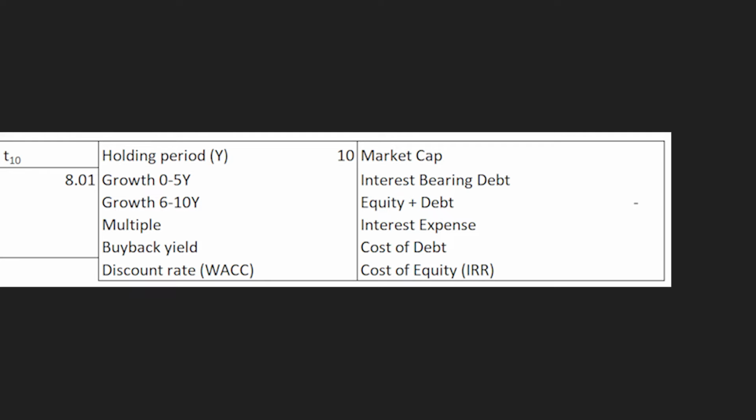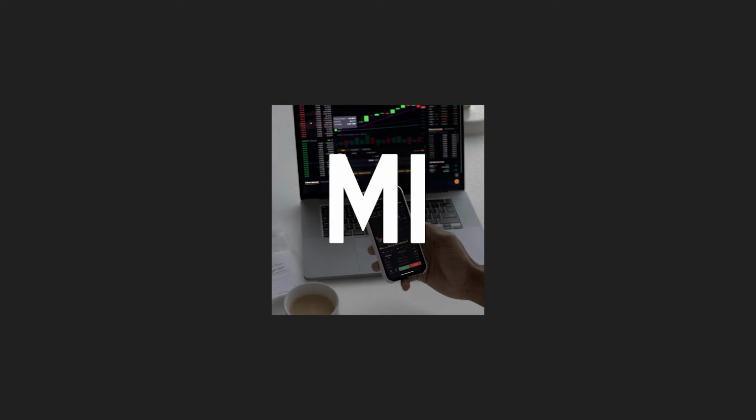First, we have to assume Microsoft's free cash flow growth rates for the next 5 years and for the 5 years following those 5 years. Then we have to assume Microsoft's price to free cash flow multiple at the end of our holding period, so basically in 10 years. And lastly, we have to assume Microsoft's buyback yield over our holding period. So let's begin with our assumptions for Microsoft's free cash flow growth rates.